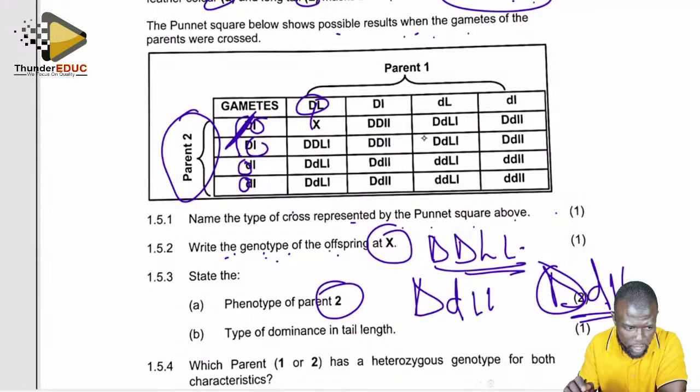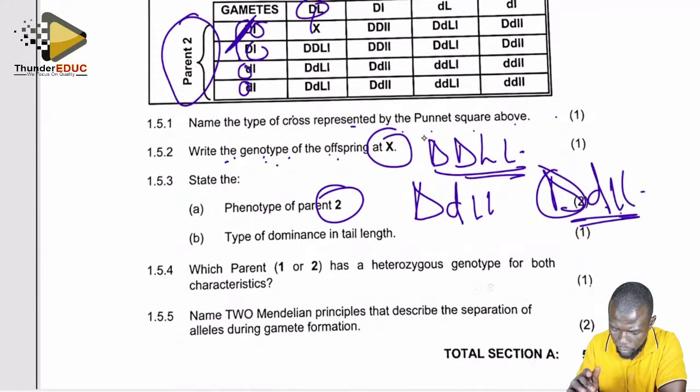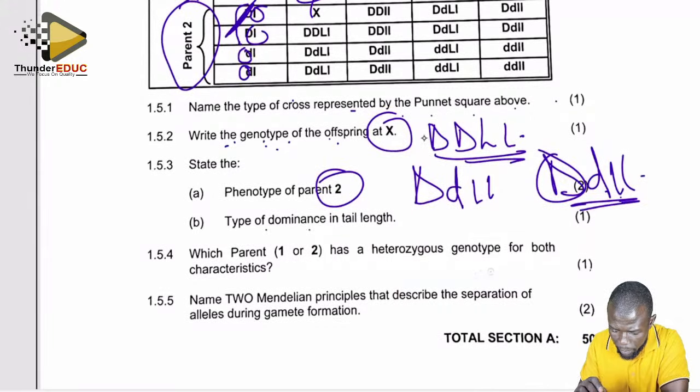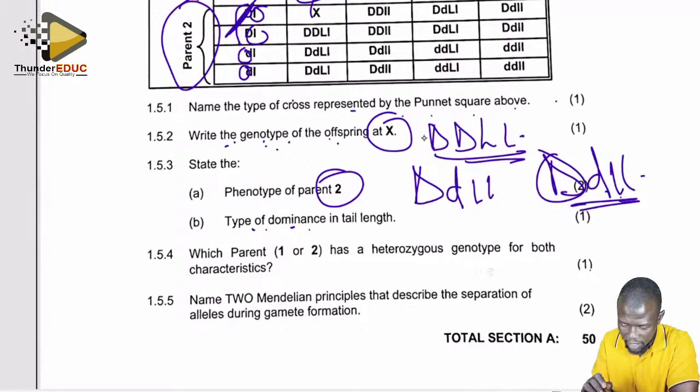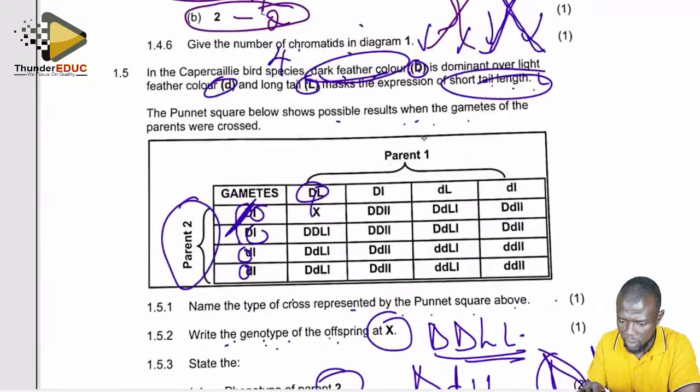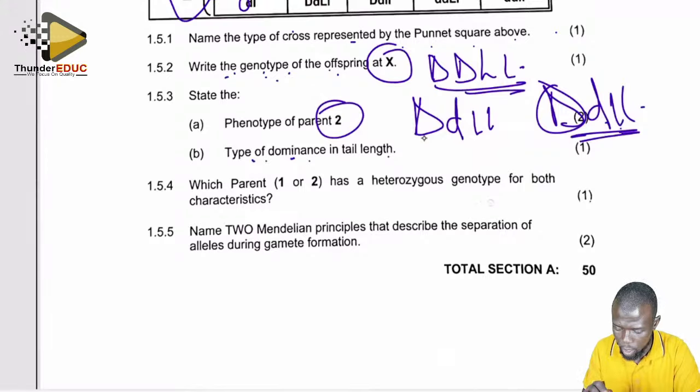Then they are saying, the type of dominance in tail length. Tail length. Where's tail length? One is completely dominant over the other. So it means that is complete dominance. So there I'll go with complete dominance.